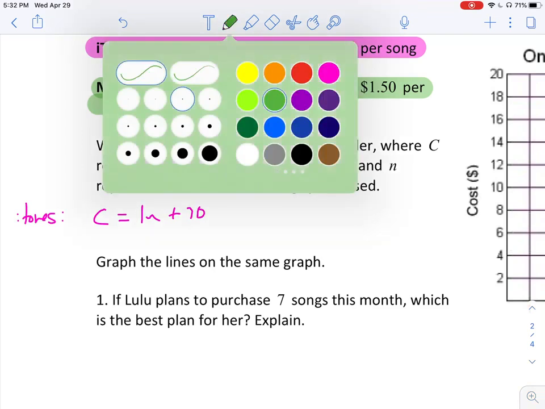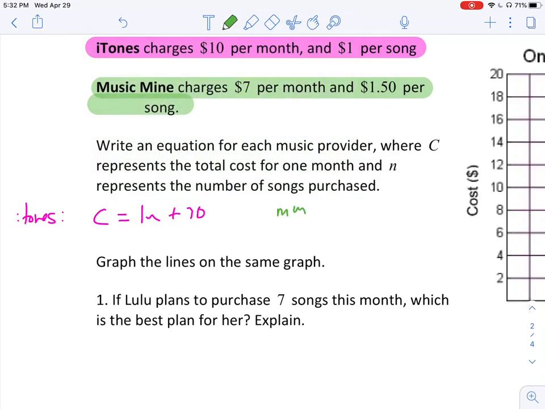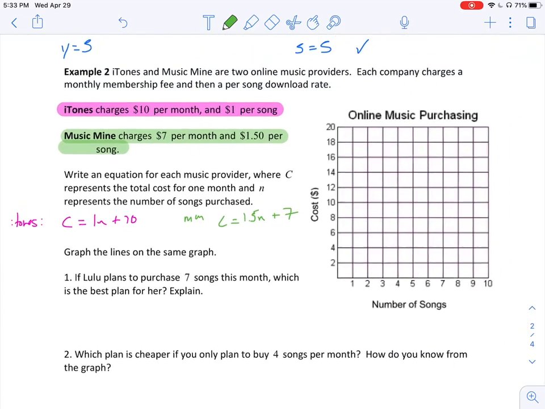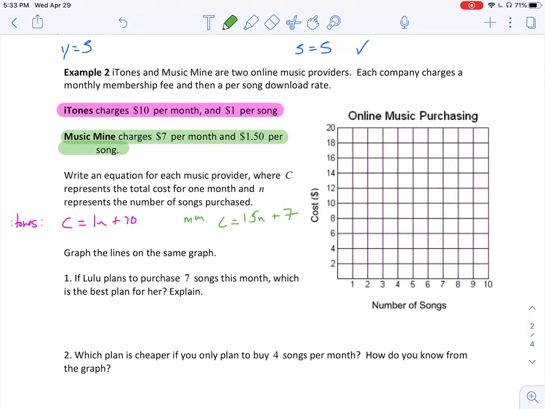MusicMine, the cost would be equal to, well, the rate is $1.50 per song, $1.50 per number of songs, plus $7 per month. Now we need to graph the lines on the same graph.